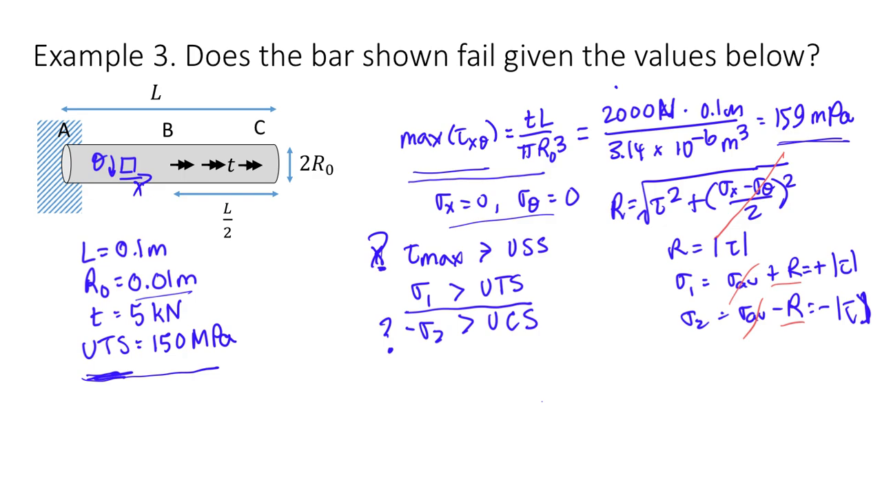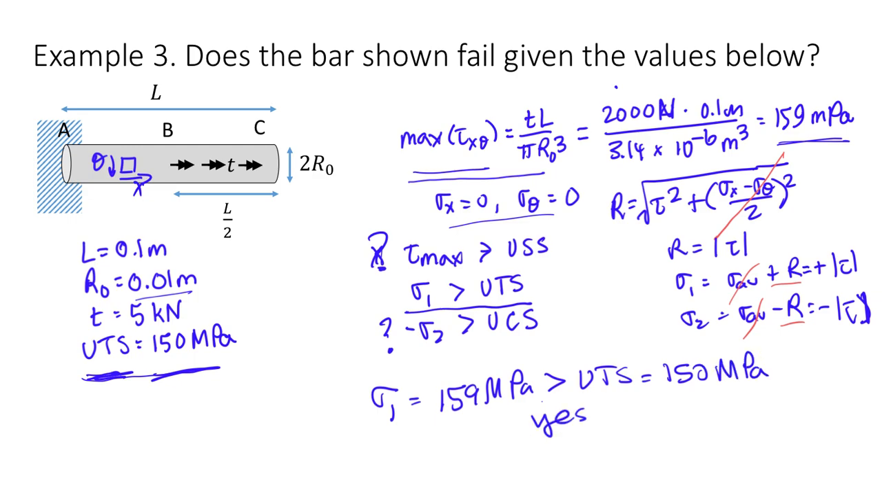So that means that what we're asking is: sigma 1, which is equal to the magnitude of tau, which is 159 megapascals, is that greater than UTS, which is equal to, over here, 150 megapascals? And the answer is yes, and that means it does fail. And that's our final answer.